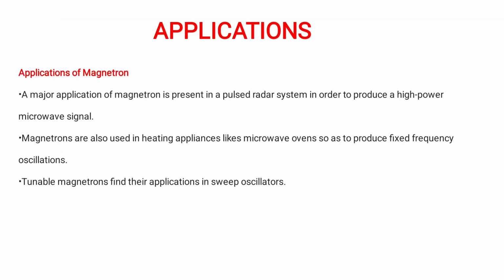And these are the applications of the magnetron. Its major application is in pulsed radar systems in order to produce a higher power microwave signal, and it is used in heating appliances like microwave ovens so as to produce fixed frequency oscillations, and tunable magnetrons find their applications in sweep oscillators.